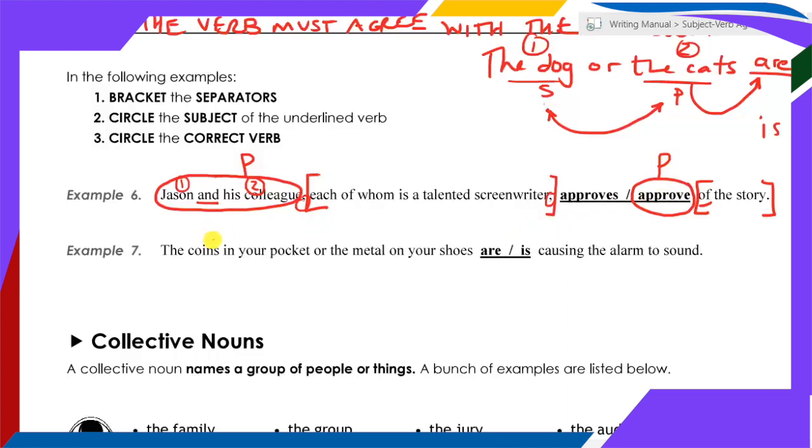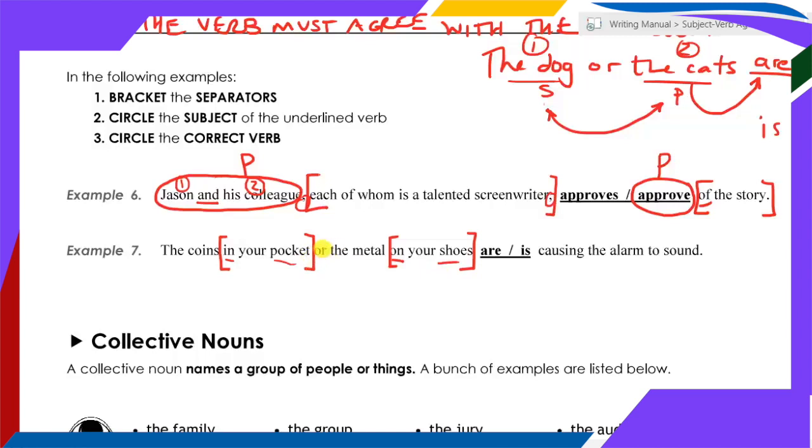Example 7. This guy is a bit tricky. A lot of students make the mistake of bracketing all of this material from in all the way to shoes, and unfortunately that is a mistake because we actually have two separators here. One is a prep phrase starting with in and ending at pocket. The other is a prep phrase starting at on and ending with shoes.